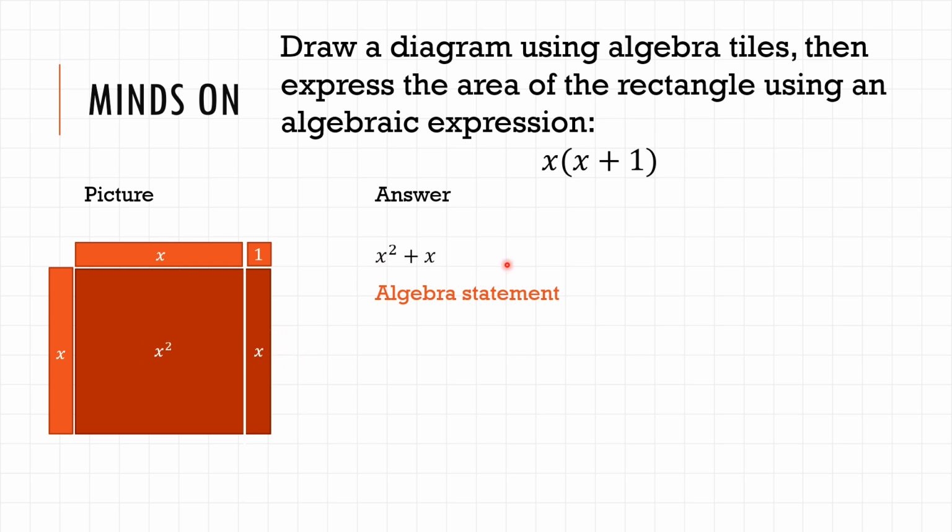And an algebra statement would just be a summary of this. x times x plus 1 is the same thing as x squared plus x. So if we take length times width, we would end up with this area, and that area is equal to the length times width itself. So this is just a brief introduction to algebra tiles, because we're going to be using algebra tiles throughout this exercise.